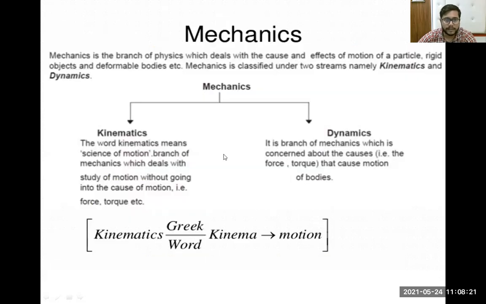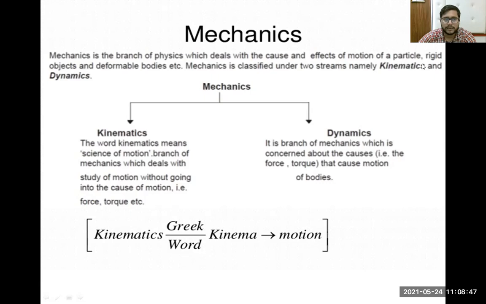Okay, so starting from mechanics, what is mechanics? Mechanics is the branch of physics which deals with the cause and effect of motion. Particularly, we are dealing with motion here. And in this mechanics part, we will discuss the cause and effect of motion of a particle. What is the cause and what is the effect of the particle's motion?